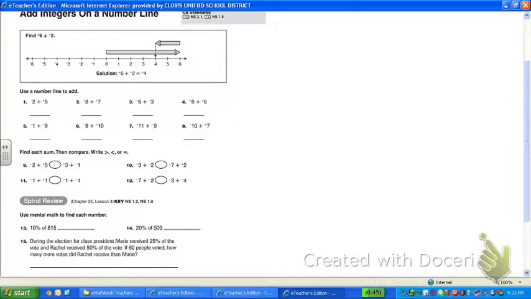Another thing that might help is a number line. We have a number line in the classroom, which will not be there when they take their STAR test. So for example, we have number 1, negative 2 plus 5. So we can find negative 2 on the number line, and if we're going to add 5, we're going to go 5 to the right. So 1, 2, 3, 4, 5. So our answer would be 3.